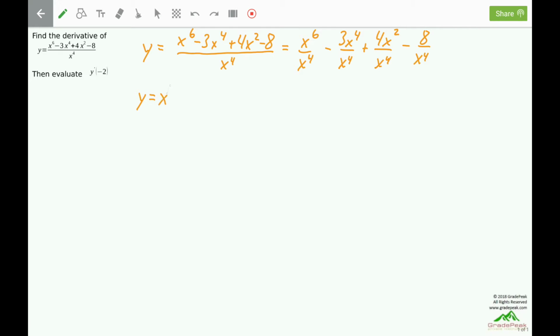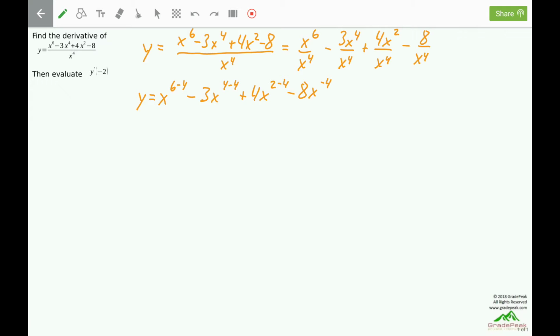That means we will have x to the 6 minus 4. We have a minus 3x to the 4 minus 4. Or you can cancel out the x to the 4th if you like. X to the 4 minus 4 will be x to the 0. You'll get the same answer either way. X to the 0 will be a 1. Plus 4 times x to the 2 minus 4, minus 8 times x to the negative 4.